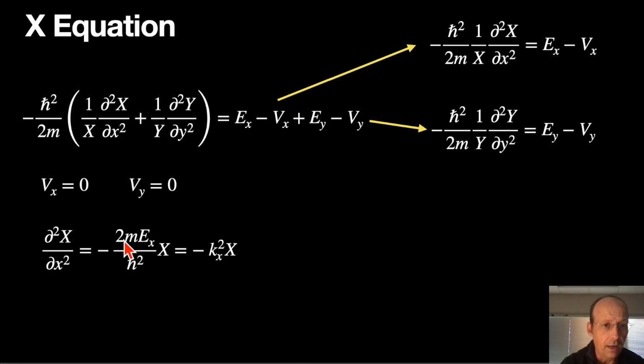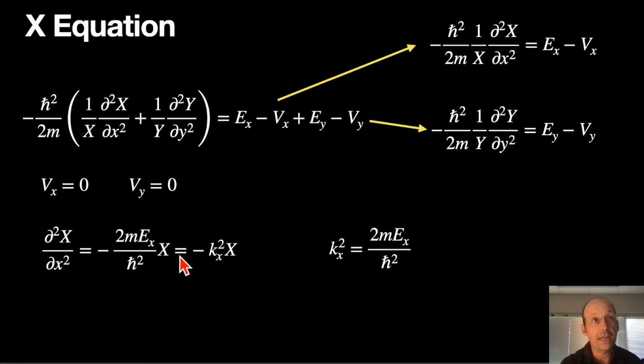So I have negative 2m, this is my second partial, and then I multiply both. So I'm taking this and setting it equal to ex. And if I just solve for the second partial of x with respect to x, I get this. So this says that I take the derivative of x twice, and I get back the same thing with a negative and a constant. Let's call that constant kx squared, where kx squared is just that stuff right there.